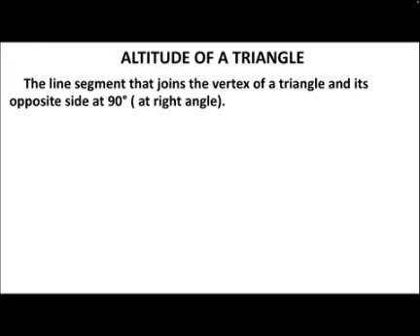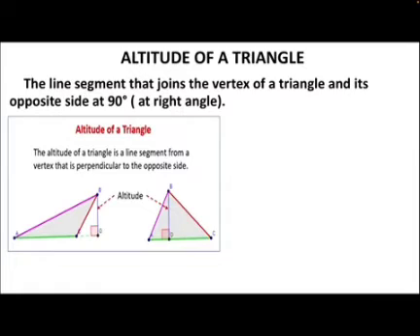The line segment that joins the vertex of a triangle and its opposite side at 90 degrees. Children, try to recall. The line segment that joins the vertex and midpoint of the opposite side is called median. But what is altitude doing? It's joining the vertex and the opposite side, not at midpoint, not necessary, but it joins at 90 degrees. Please remember that. That line segment is called altitude. Okay? Let's see.